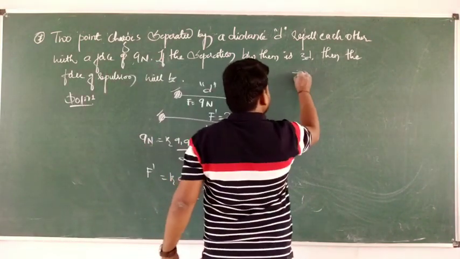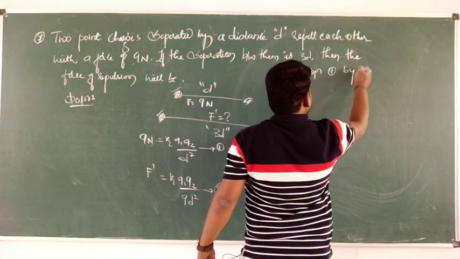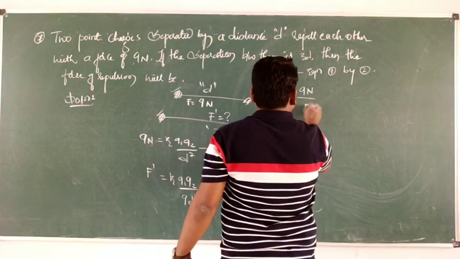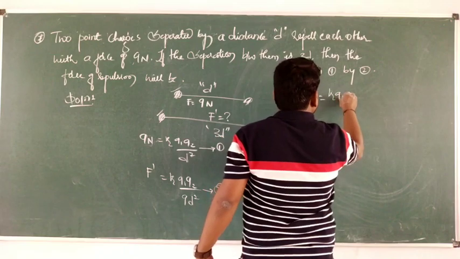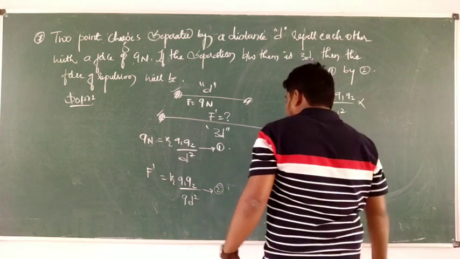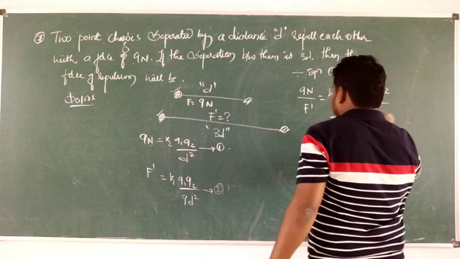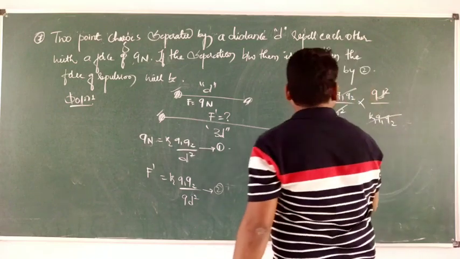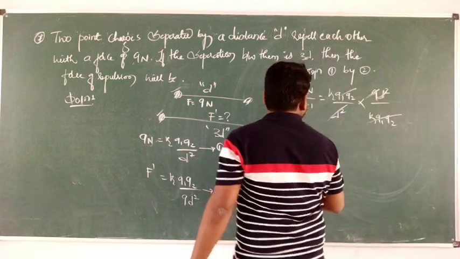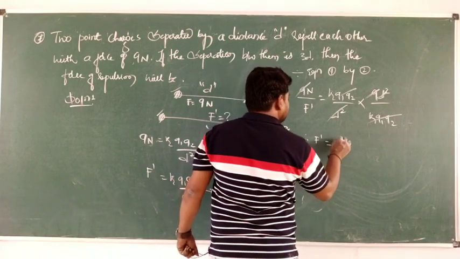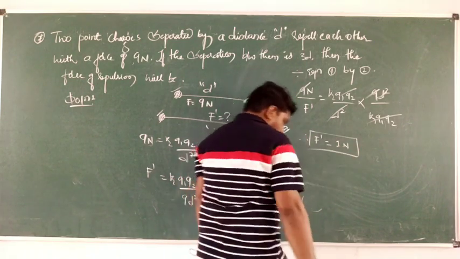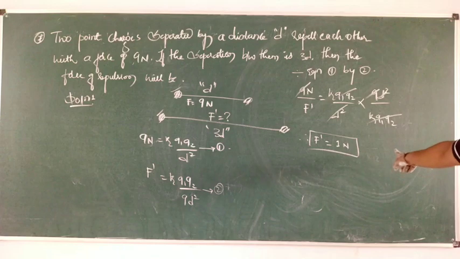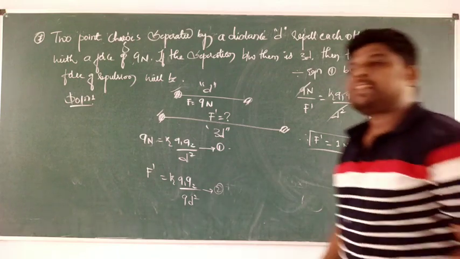Divide equation 1 by 2. If I divide equation 1 by 2, what do I get? 9 N divided by F dash is equal to K Q1 Q2 divided by d square, into 9d square divided by K Q1 Q2. This is going to get cancelled, this is going to get cancelled. The 9s cancel. Therefore, F dash equals 1 Newton. What is the value? F dash equals how much? F dash equals 1 Newton.